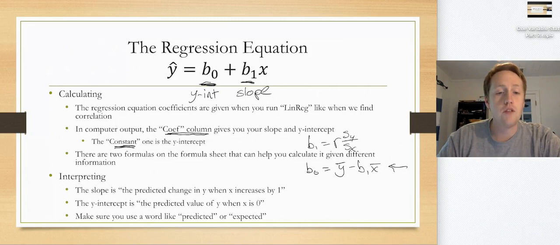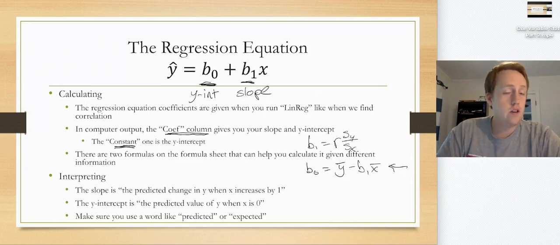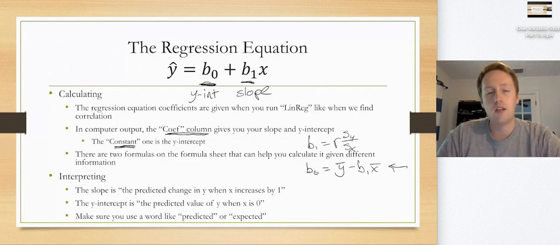The way we interpret the slope is the predicted change in y when x increases by 1. We have to say predicted. We don't know that y is going to increase. Y could decrease, but it is our prediction that it will increase by the slope. The y-intercept is the predicted value of y when x is 0. Again, make sure you're using words like predicted or expected.